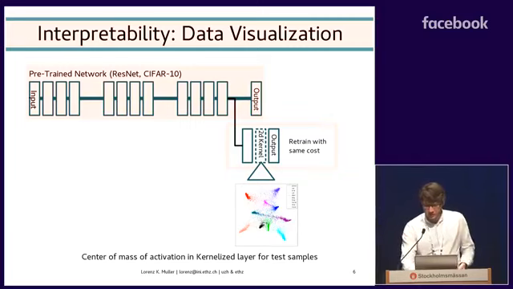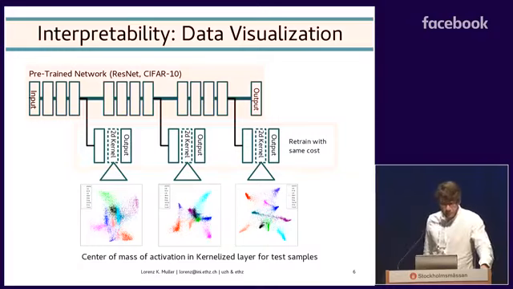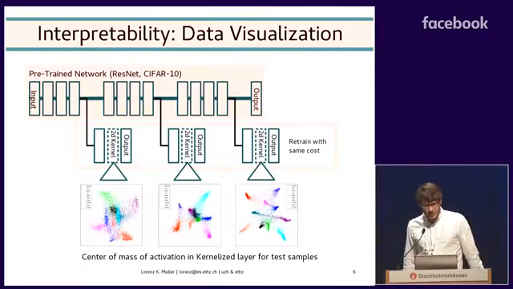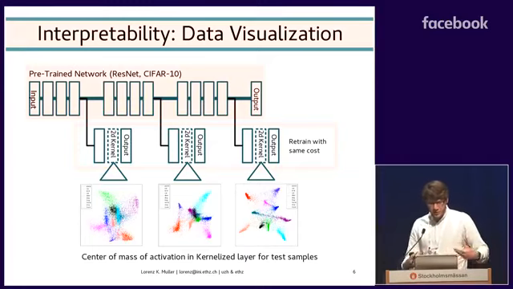Then you can do the same things at different points. Well, sorry, that was the wrong direction. At different points in the network, and you see that you get some visual idea of how the features that go deeper into the network pull apart the data better.